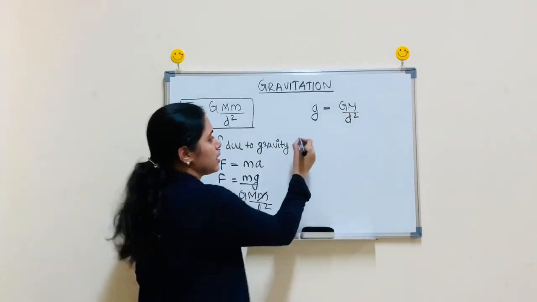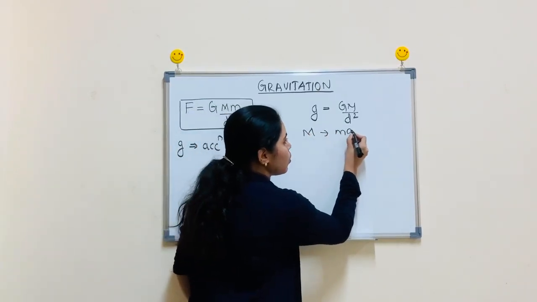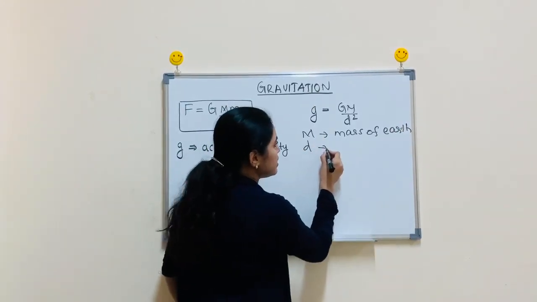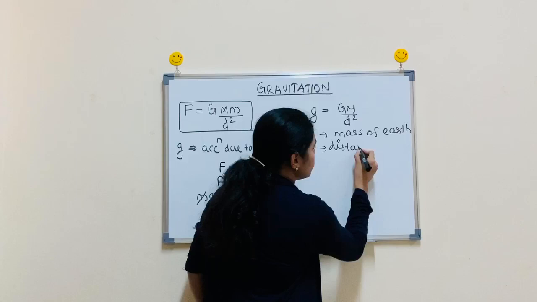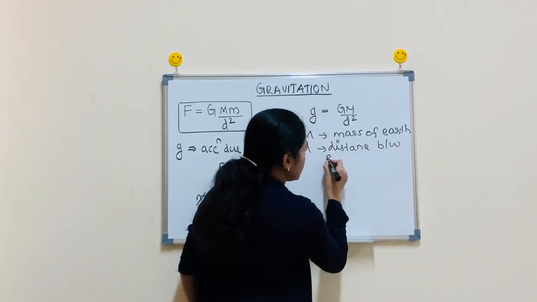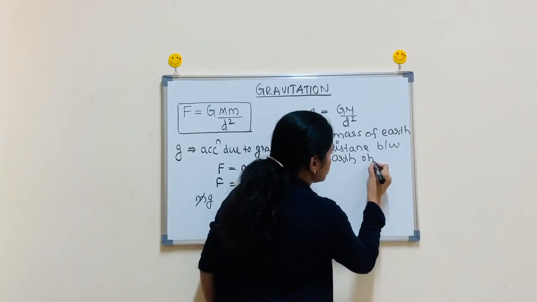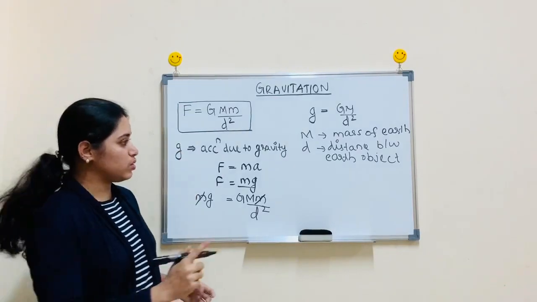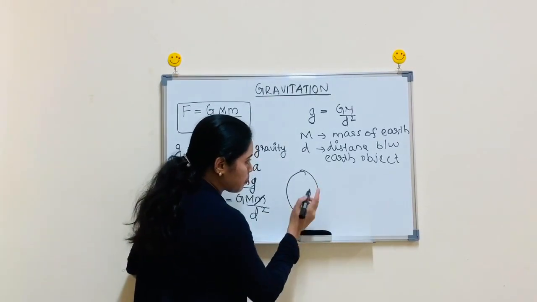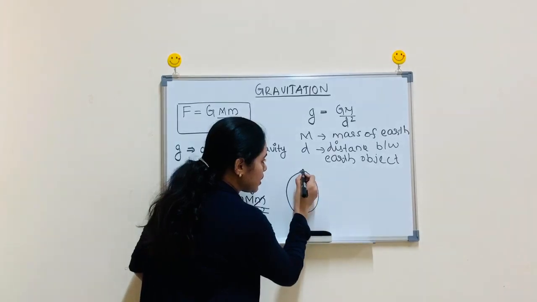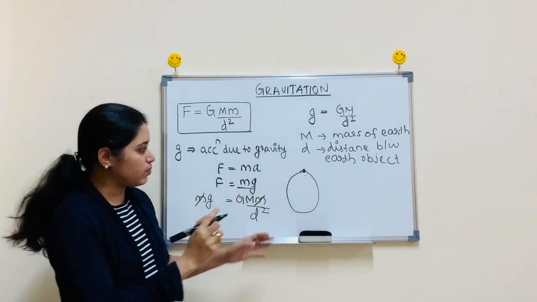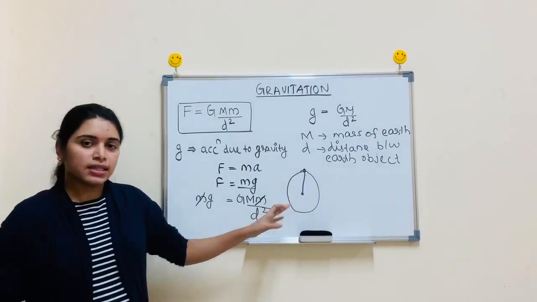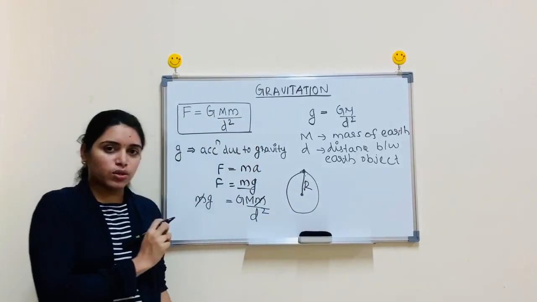What is M here? This capital M is the mass of Earth. And what is d? d is the distance between Earth and the object. Now, what happens if our object is on or near to the surface of Earth? Suppose this is our Earth and our object is here, on or very near to the surface of Earth. Then what is this d?